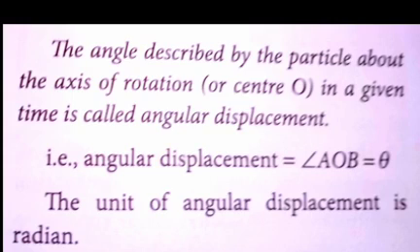So, two more questions. Define angular displacement. Angular displacement is nothing but the angle described by a particle about an axis of rotation with respect to time. The unit of angular displacement is radian.